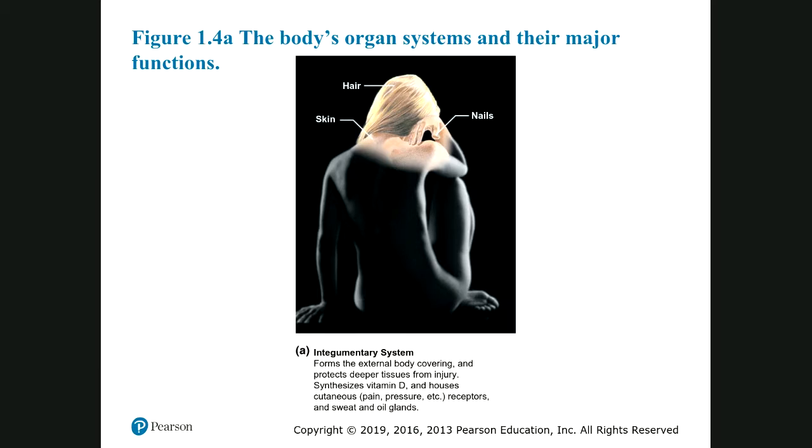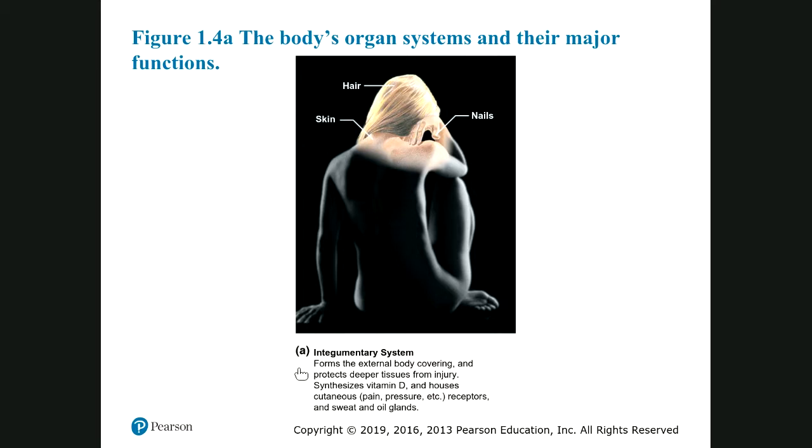So let's start with our integumentary system. This is our integumentary system, and you can see in the diagram those structures that are going to make up the integumentary system. We have our skin, which is the largest organ of the human body. Hair and nails will make up this system. The function of our integumentary system is to form the external body covering, so it's going to protect our internal environment of the human body from the external environment, and it protects deeper tissues from injury.